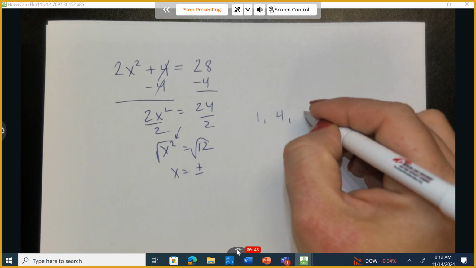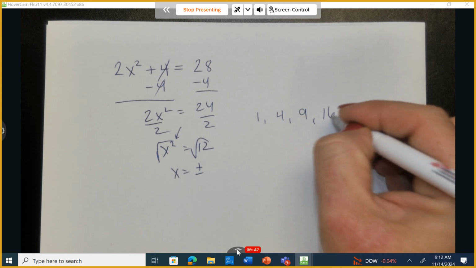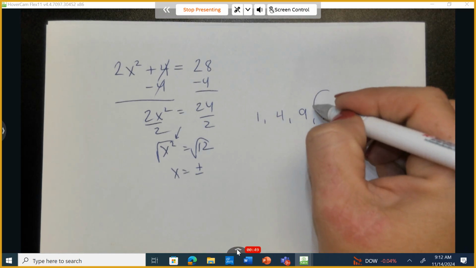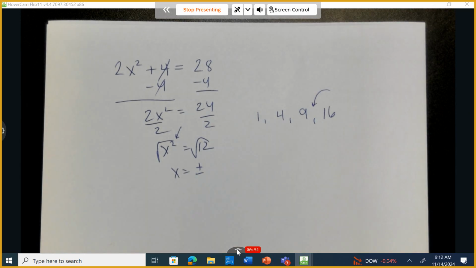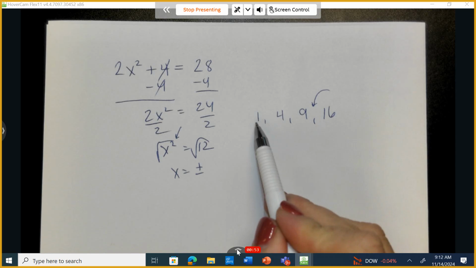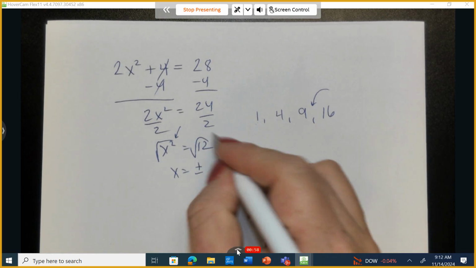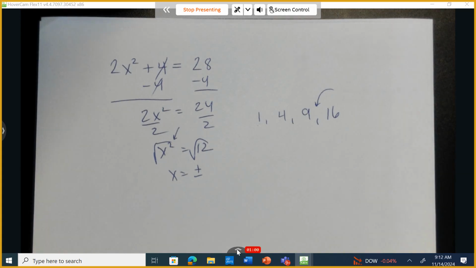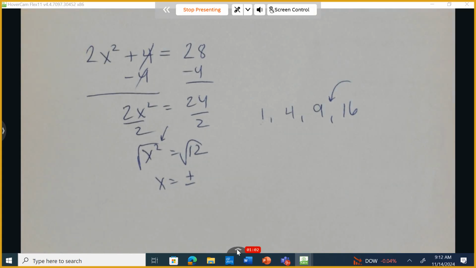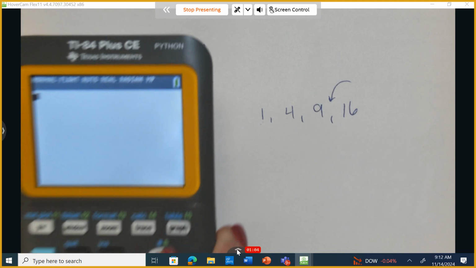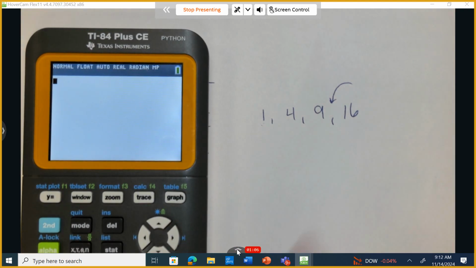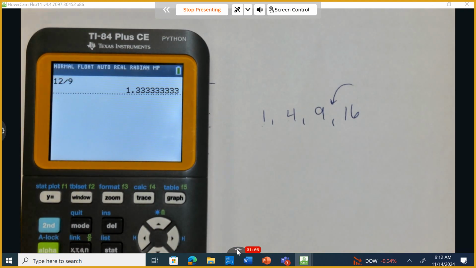I'm going to write down the perfect squares, and I'm going to stop when I can see where 12 lands. So 12 is right in between 9 and 16. These numbers are achieved by taking 1 times 1, 2 times 2, 3 times 3, 4 times 4, and so on. So I need to see, can I break up the square root of 12? So grabbing a calculator or using mental math, I'll do a calculator for those that are visual learners. I'm going to take 12 and divide 9 into it. It's not a pretty answer.